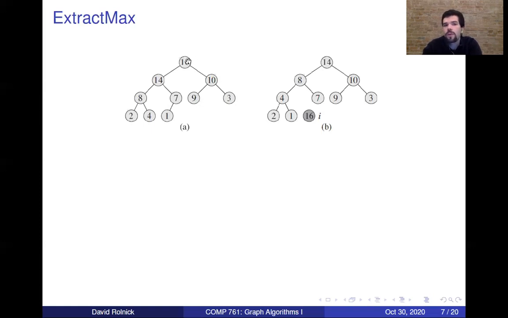What we've done is we've exchanged the 16 and the last element of the last row, which in this case is 1, and we have then corrected it. So why does this work?